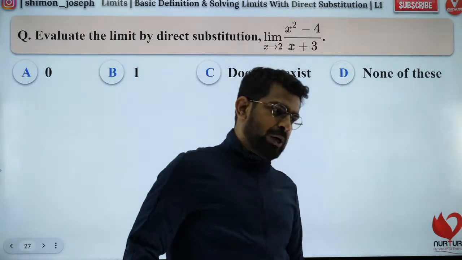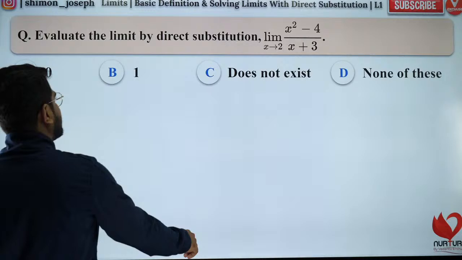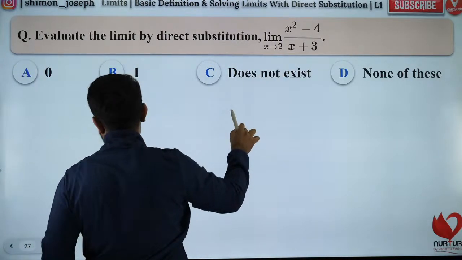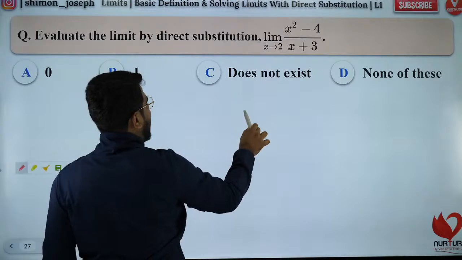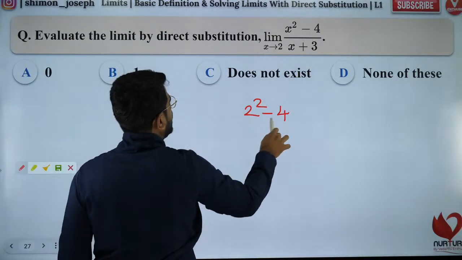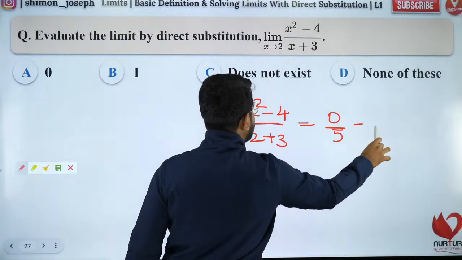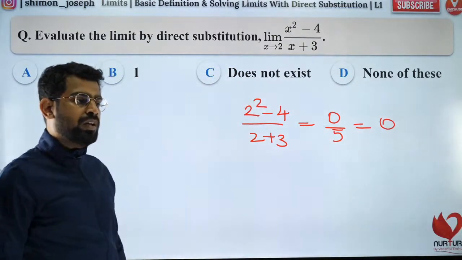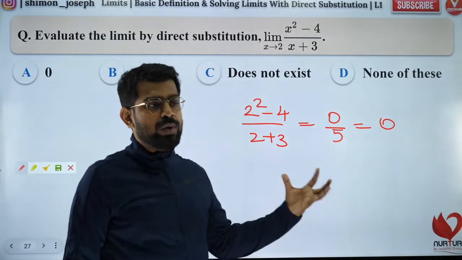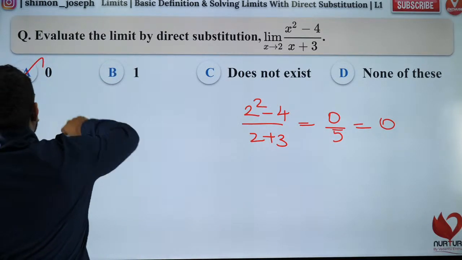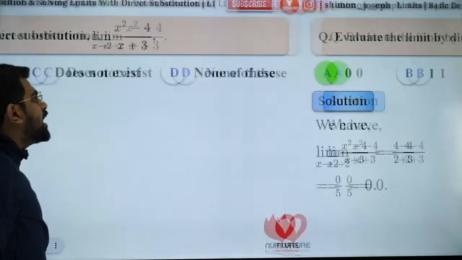Everybody says 0. Okay, guys, you are all absolutely correct. Because it is 0. So when I directly substitute, what do I get? I will get 2 square minus 4 by 2 plus 3, which is 0 by 5. 0 by 5 is 0 only, so no problem. That's a finite number. Therefore, answer is option A. Got it? So that's how you solve it, guys.